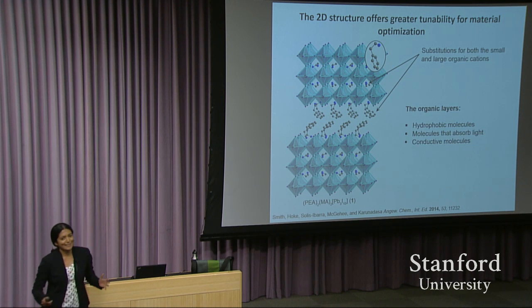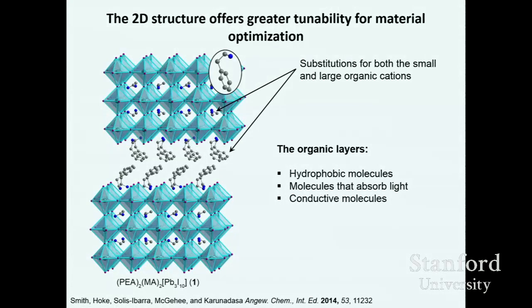But now the organic layers are a whole new playing ground for synthetic chemists. You could imagine putting even more hydrophobic molecules that really repel moisture. So this is like taking the 3D perovskite, slicing it very, very finely, and coating it with a hydrophobic layer.